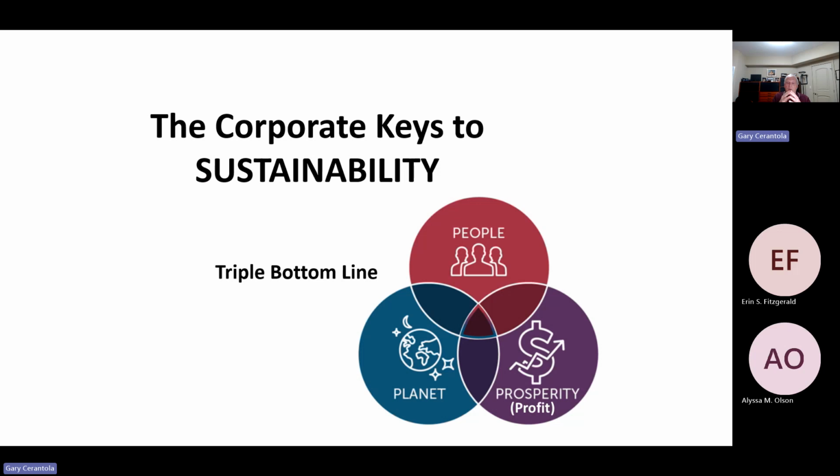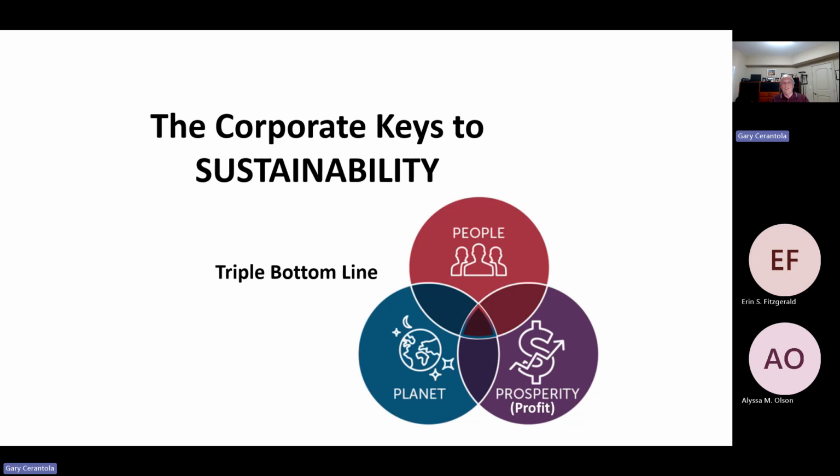Well, it's people, planet, and prosperity. It used to be called people, planet, and profit, but now people are understanding that prosperity is a little more representative of what you should be doing. So let's just start with prosperity, profit. You still have to make a profit to be able to be sustainable in today's economics. All right. So that doesn't go off the table.